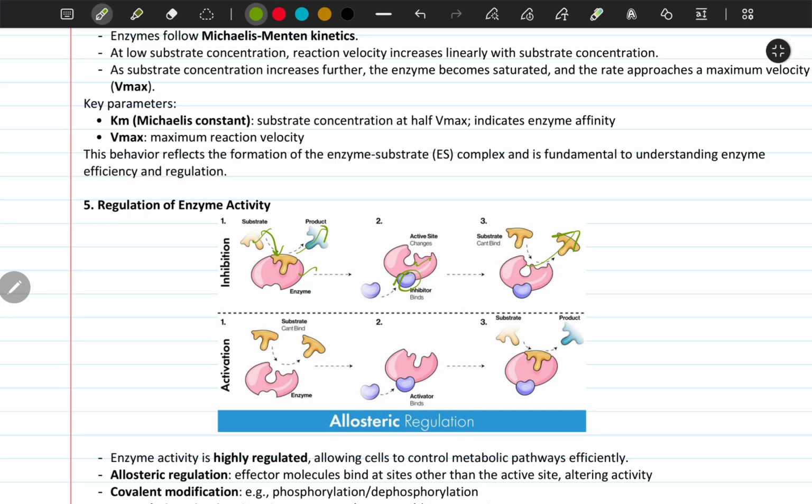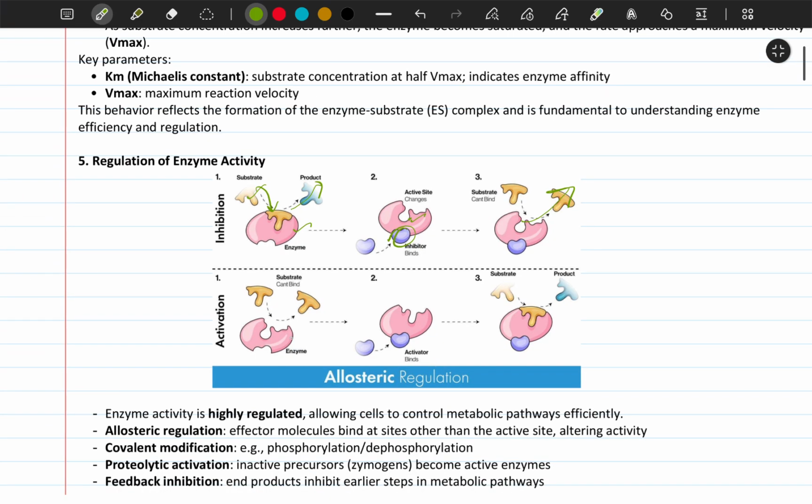This is enzyme inhibition. Next, in activation, the substrate is there, the enzyme is there, but they are not able to bind with each other because there is a difference in their conformations. But as soon as the activator binds to the enzyme, the conformation changes and the substrate is now able to get attached to the enzyme and a product is formed.